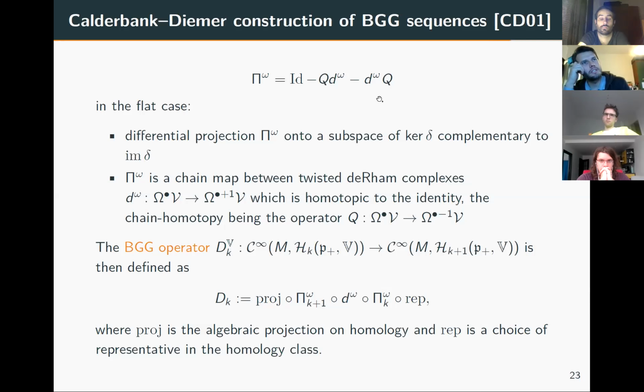So how do you define these BGG sequences? You just use this commutative diagram. So you start in some homology bundle.